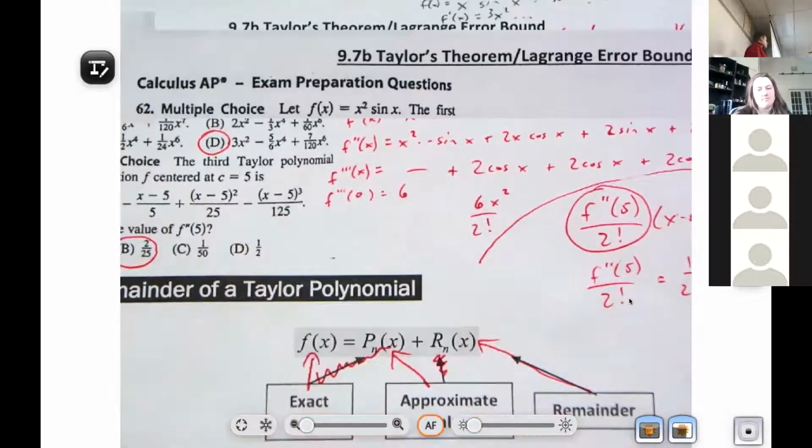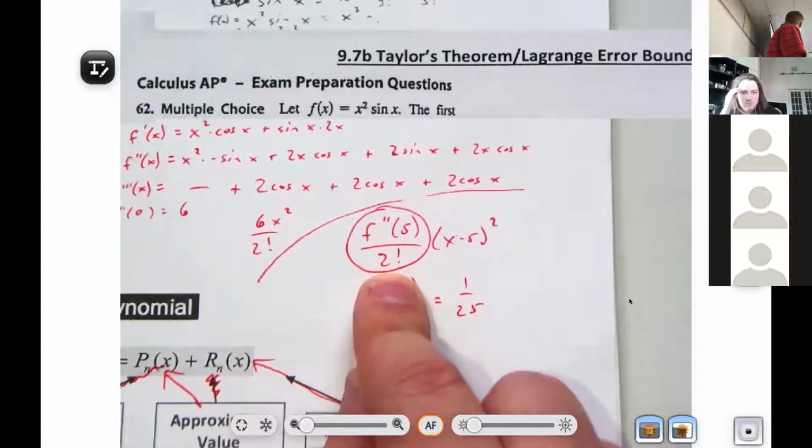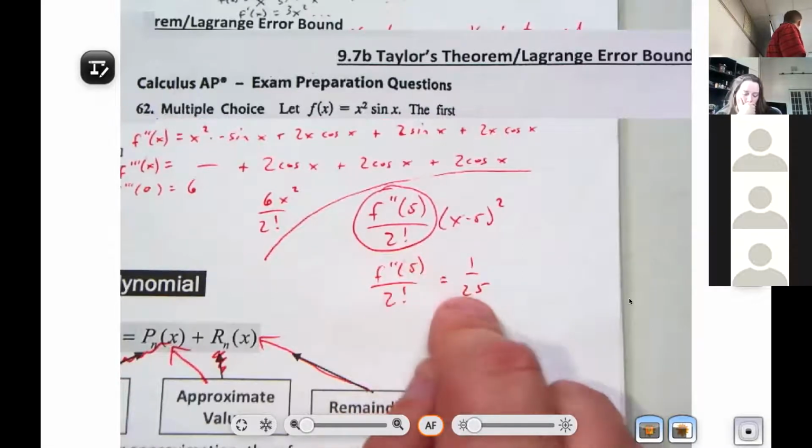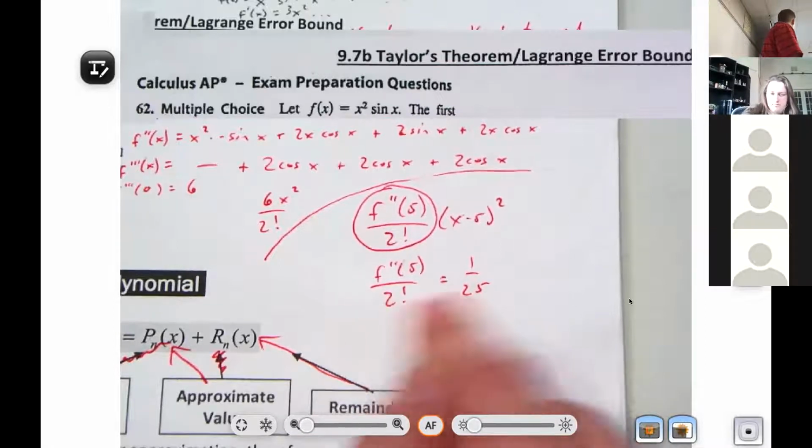So f double prime of 5 over 2 factorial is what should be in front of the parentheses there. And I know what's in front of the parentheses there, right? So this is the thing that should be in front of the parentheses. And I know the thing in front of the parentheses is 1 over 25, which means these 2 things have to be equal to each other.